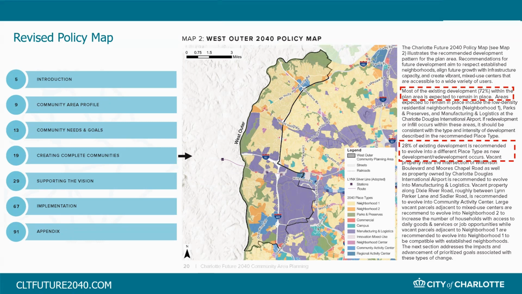The plan recommends 28% evolve into a different type of development than what exists today. For example, to meet this geography's goals for the future, some vacant or undeveloped sites are recommended to develop into community activity centers. This place type change will add new mixed-use development to the recommended areas, strategically providing access to new housing, goods, and services.